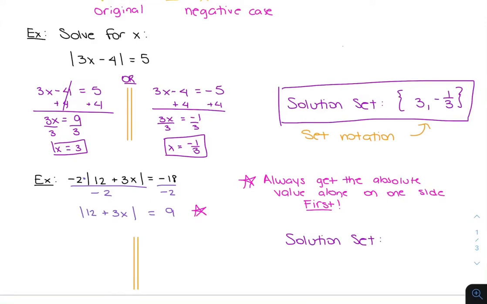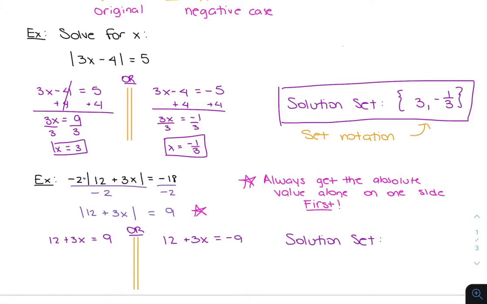So it's alone on one side, and now we can just solve for it just like we did with the other problem. So we can make our two cases. The inside of the absolute value this time is 12 plus 3x, and we are going to set that equal to the original, which is 9. Or we can have our second case, which is again the inside, 12 plus 3x, and we're going to set that equal to the negative case, which is -9.